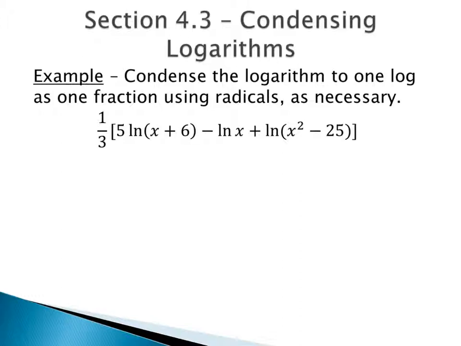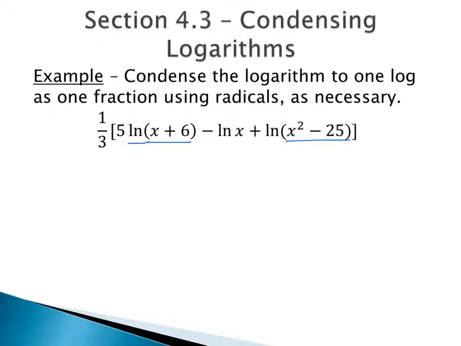When we are condensing logarithms, think of our order of operations in terms of we want to work inside parentheses first, or parentheses, brackets, braces, whatever we may have. In this case, we can see that we have a square bracket with the 1/3 being multiplied on the outside, and then within the parentheses of each of these natural logs, we have an x plus 6 and then an x squared minus 25.